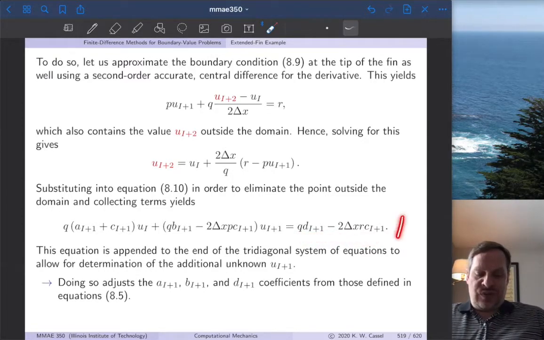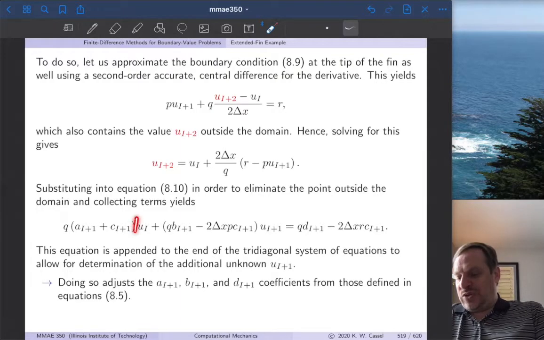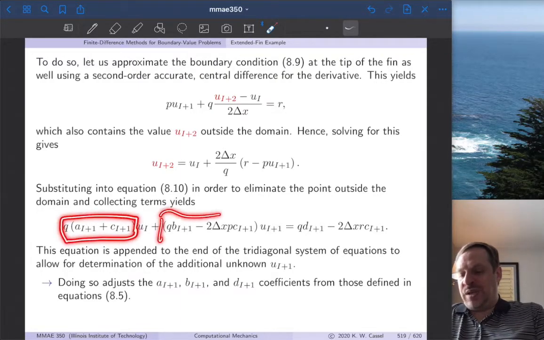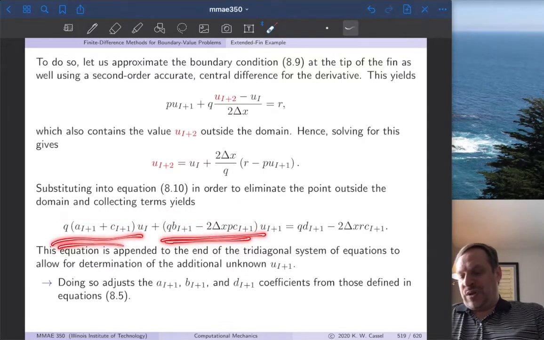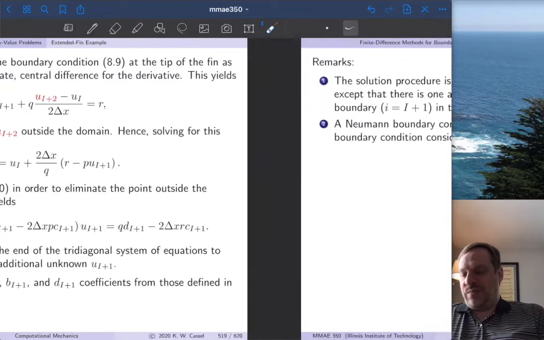So then this equation we're going to append to our system of equations. From the last time we had capital I minus 1 equations. Now we're going to add one additional equation to the end. We'll append it at the end, and that's going to be used to solve for u sub cap I plus 1, which is the temperature right at the boundary. So essentially what we've done is we've adjusted the coefficients, the a, the b, and the c coefficients correspondingly with the boundary condition. So that's all we've done.